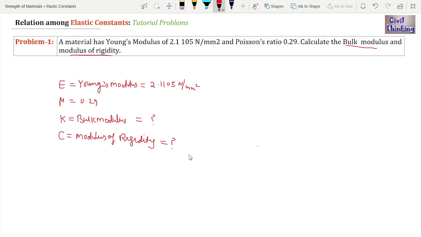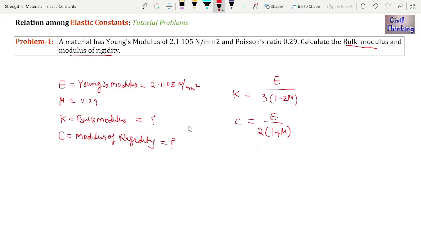Now you have to remember these relations. It's better you just remember them, you don't have to derive them every time. Just remember K is equal to E divided by 3 multiplied by 1 minus 2 mu, and you also have to remember C is equal to E divided by 2 multiplied by 1 plus mu.